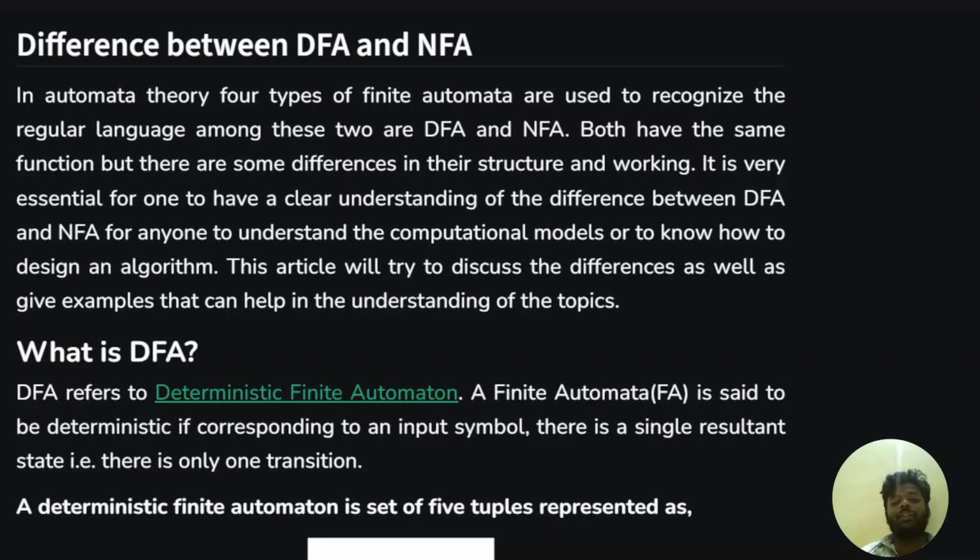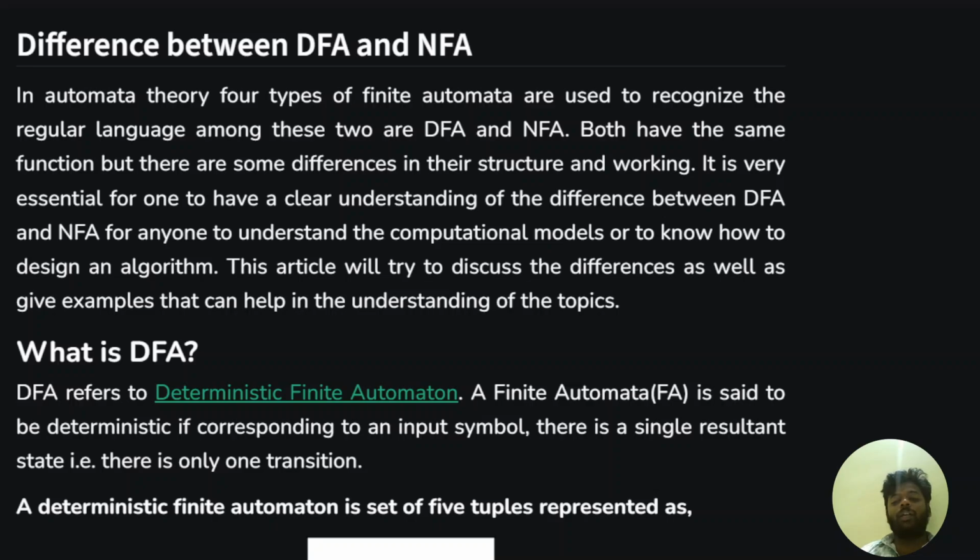It is very essential to have a clear understanding of the difference between DFA and NFA, for anyone to understand the computational models or to know how to design an algorithm. This article will try to discuss the differences as well as give examples that can help the understanding of the topics. What is DFA?